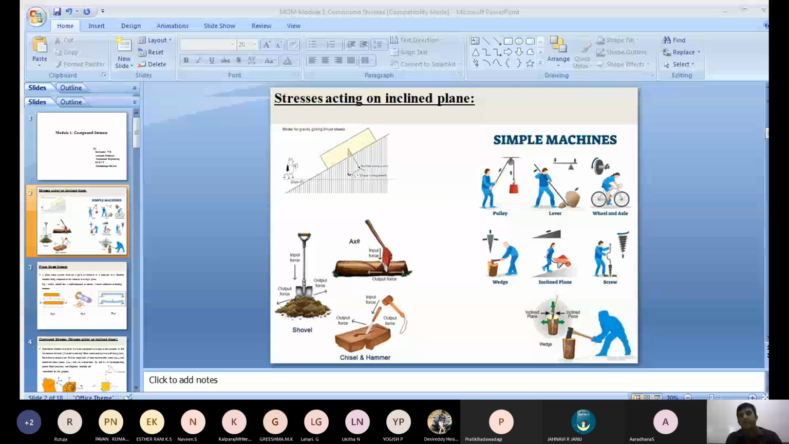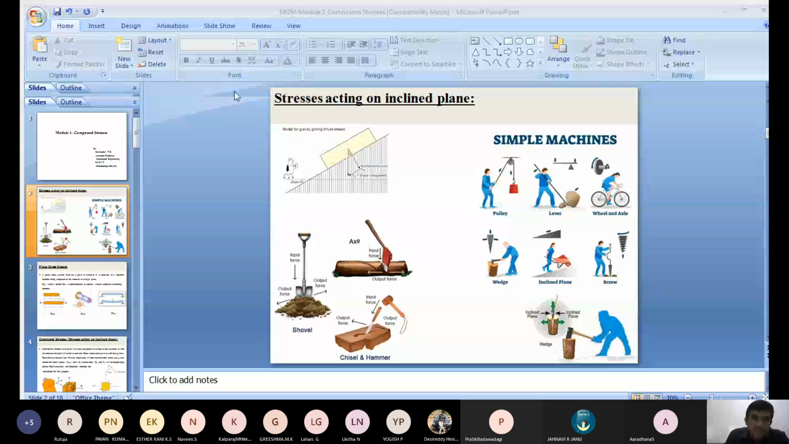Now we discussed compound stresses. When a member is subjected to two or more stresses, then we can say that the member is subject to compound stresses. Now you can see the first figure. When a body is placed on an inclined plane, the weight of the body acts vertically downward, that is W equals m into g. Now we resolve the weight of the body into two components: one perpendicular to the plane, another parallel to the plane.